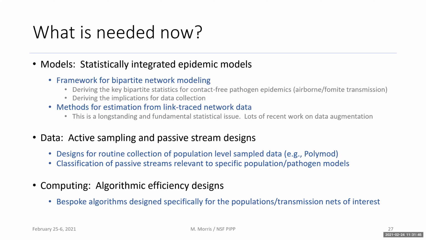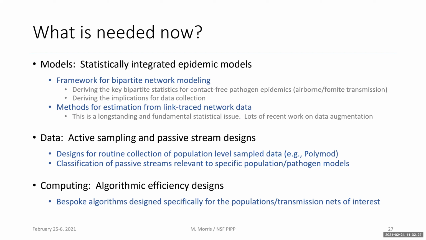I think the other thing that we need is methods for estimating models from link-traced network data. We have generated a huge amount of contact tracing data over the last year in COVID. And as we faced 20 years ago with the world of HIV and contact tracing, we don't know how to model population level impacts from those kinds of link traced data. It's a long-standing fundamental statistical issue. There are, I think, some tools that can be used in the adaptive sampling universe, and lots of recent work on data augmentation, but that really needs to be developed.